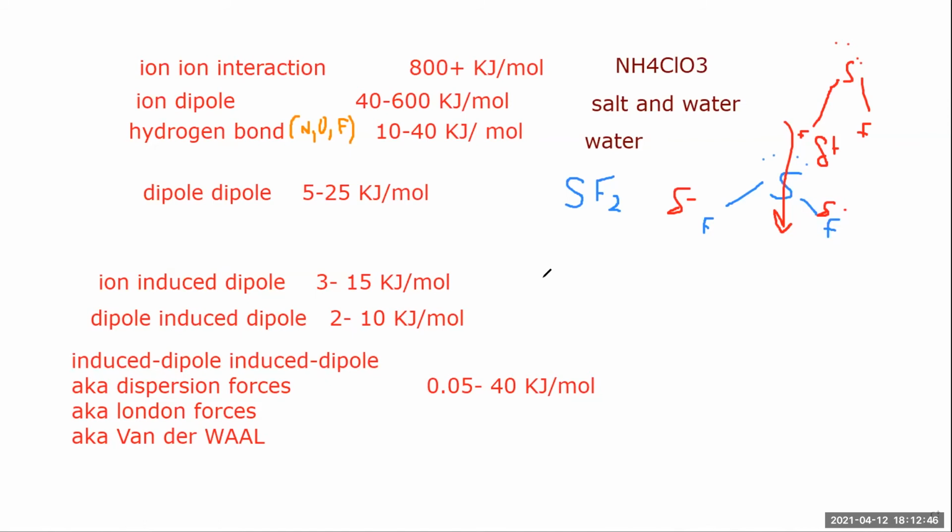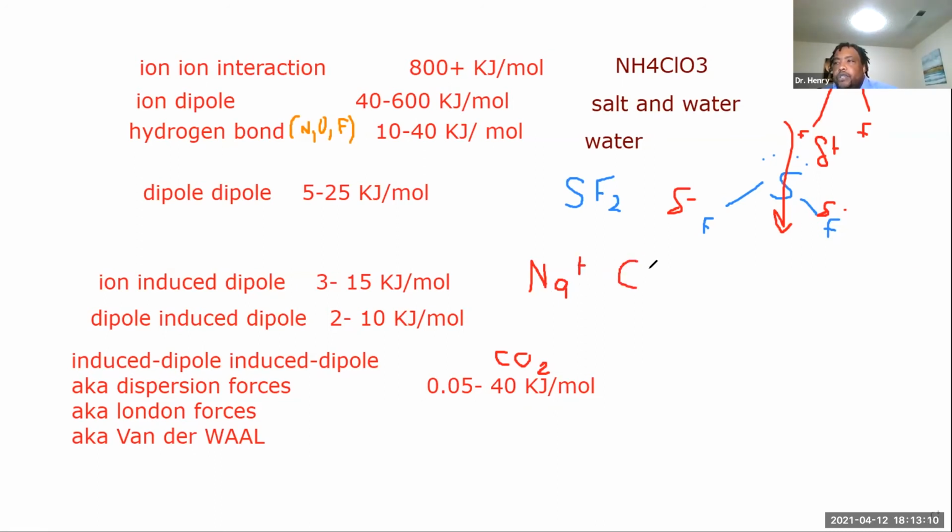That would be carbon dioxide. No, carbon dioxide would be induced dipole. That'd be CO2. Oh, yeah. So ion-induced dipole means you have to literally have an ion there. So if we had the sodium ion, and then we had CO2, right? Then that's going to induce. Yeah, I see. Okay.